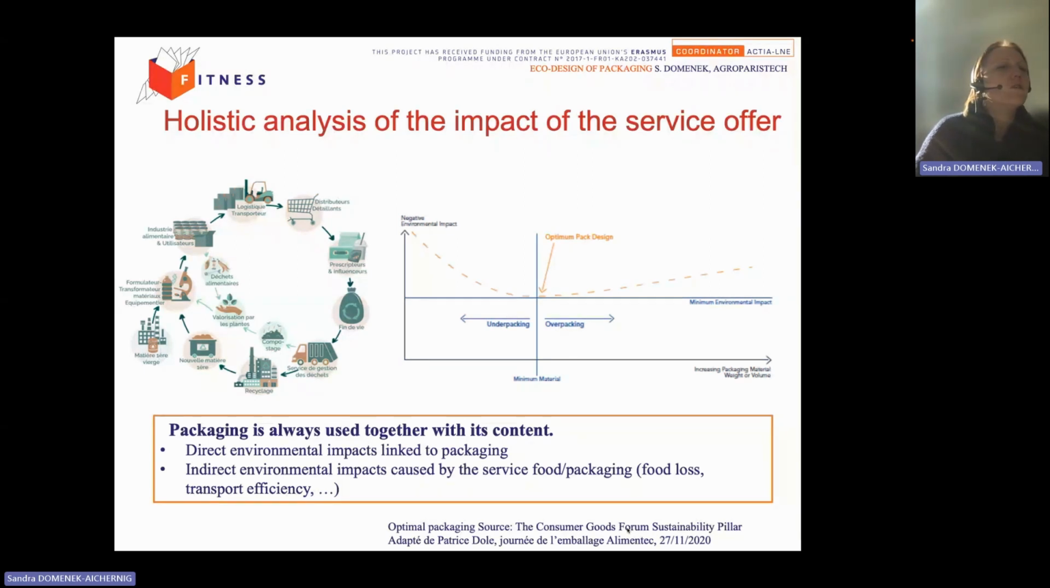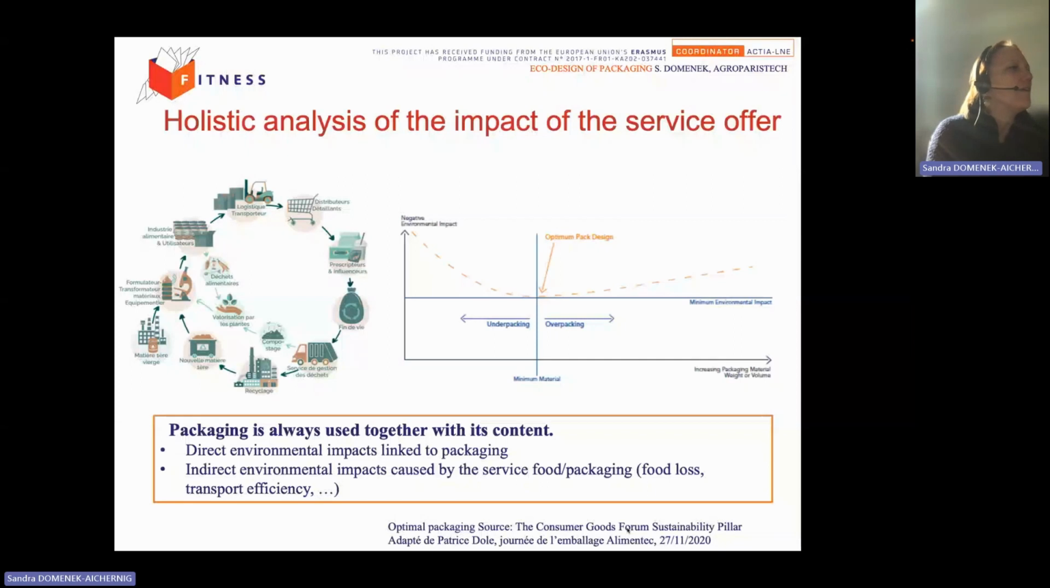So one can look at it as a service, and as a service, it has direct environmental impacts which are linked to the packaging material, its fabrication, and its disposal. But there are also indirect environmental impacts which are caused by the service, food and packaging. And those indirect impacts can be, for example, food loss because of not efficient enough packaging, or loss of transport efficiency.